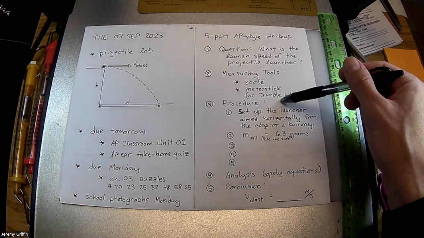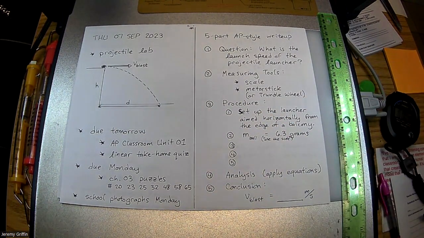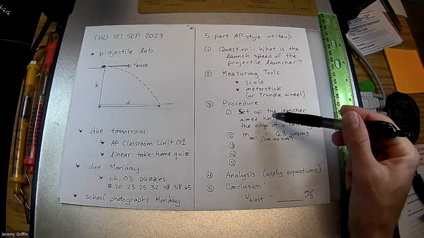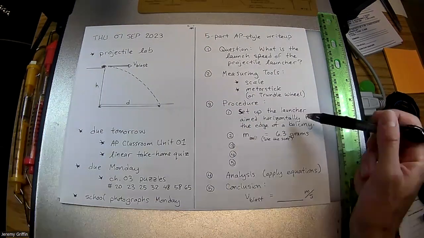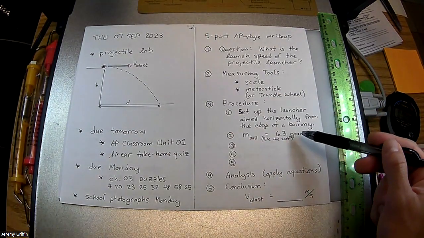Right. And so procedure. The procedure is just a handful of steps. Usually AP is looking for 5 to 7 steps. I set up the first couple steps for you guys. Okay. Set up the launcher aimed horizontally from the top of the balcony. Boom. That's the entire lab setup. Boom. There you go. Right. That's simple.